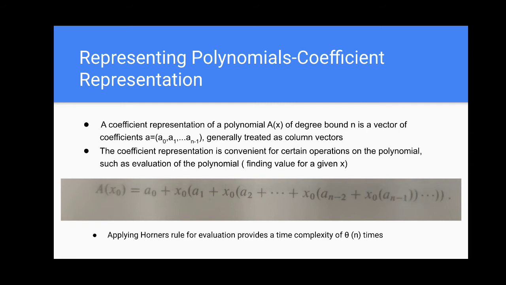If you consider the polynomial A of x at a given value of x, that is x_0, it can be written as A of x_0 equals a_0 plus x_0 times (a_1 plus x_0 times (a_2 and so on)). This representation is also referred to as Horner's representation, and the evaluation done using this representation of the polynomial is referred to as Horner's rule for evaluating the polynomial, and it takes theta of n time.